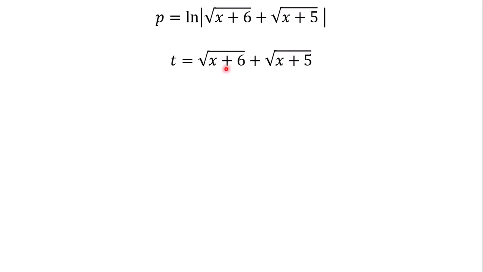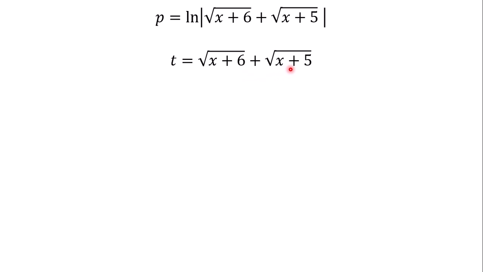Now that 1 over 2, to differentiate that, you bring the half down, then you decrease the power by 1, and that will give you minus half. Now applying that law of indices, that negative index, you're going to get 1 over 2 times the square root of x plus 6.